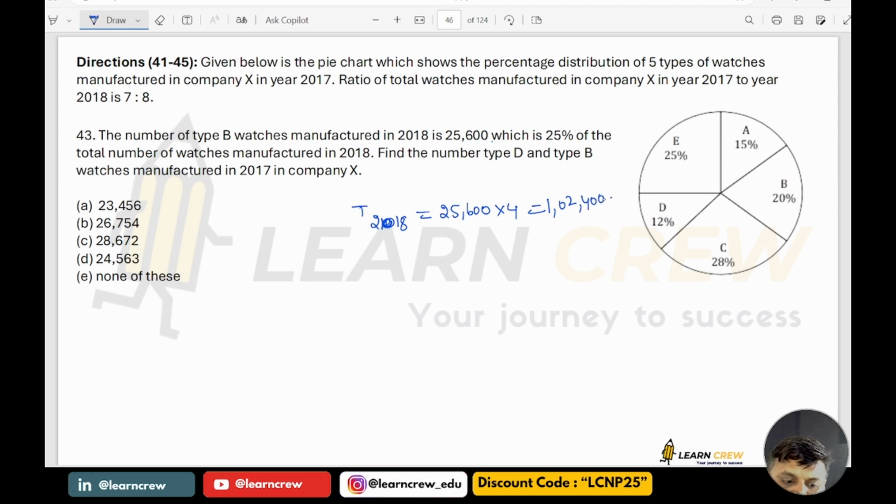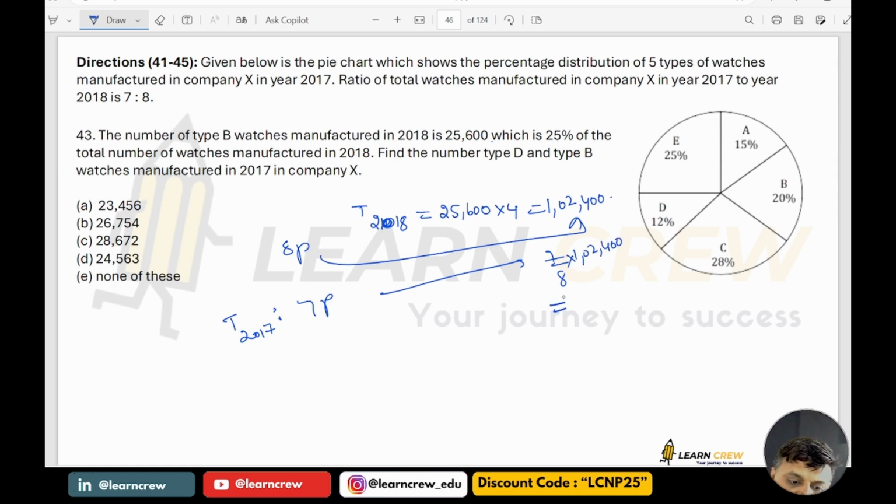1,02,400, and it is 8 parts. So 7 parts, that is 2017, 7 parts. So if you see here, it is 7 by 8 into 1,02,400. So how much are we going to get here?